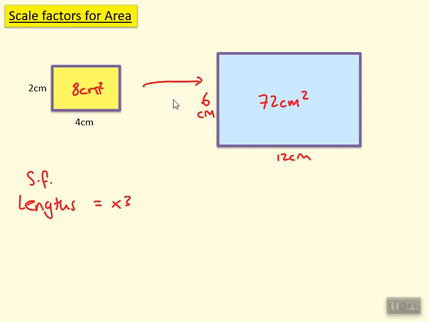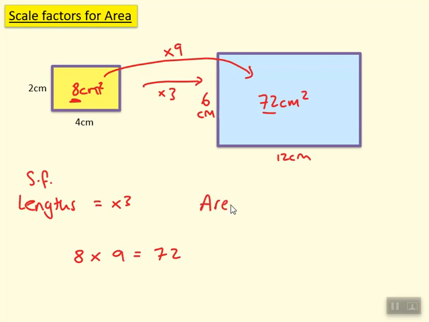But what's happened to these two numbers here? Well, if you look at it, 8 multiplied by 9 is 72. So the area has been multiplied by 9. The lengths have been multiplied by 3. So how are these connected? Well, I hope you find this obvious, but 9 is 3 squared. So the area of these two similar shapes has been multiplied by 3 squared. So that's how scale factors are connected.